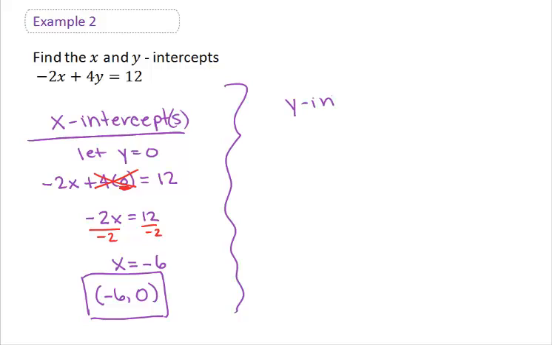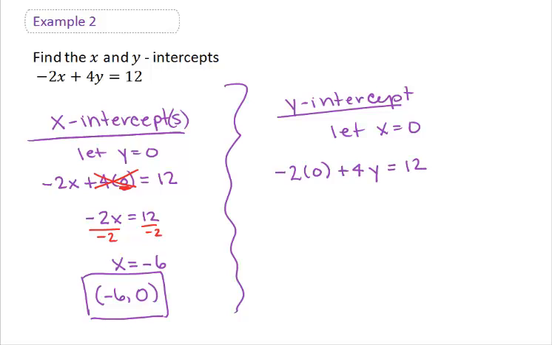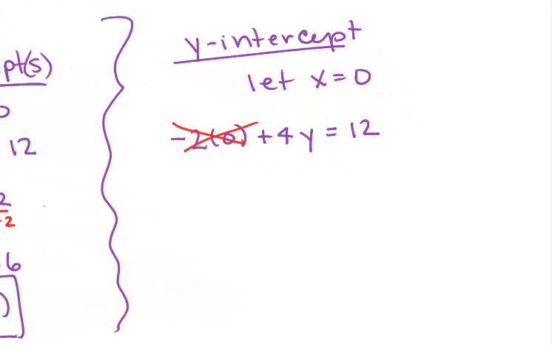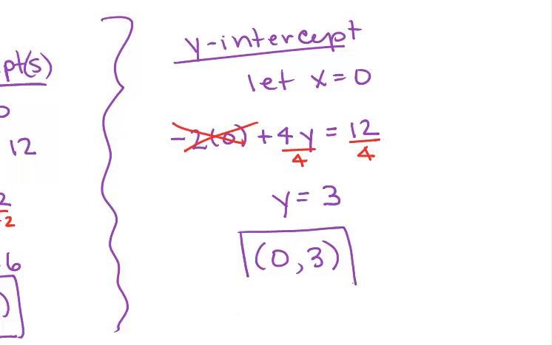Now my y-intercept. I find it by letting my x value be 0. So I have negative 2 times 0 plus 4 times my y value is equal to 12. Negative 2 times 0 cancels out, so I just have the equation 4y is equal to 12. To solve for this, I divide both sides by 4. That gives me the answer y is equal to 3. Again, don't forget to put it in intercept form, where you substituted 0 for your x-coordinate and 3 for your y-coordinate. So that is your solution for your y-intercept.